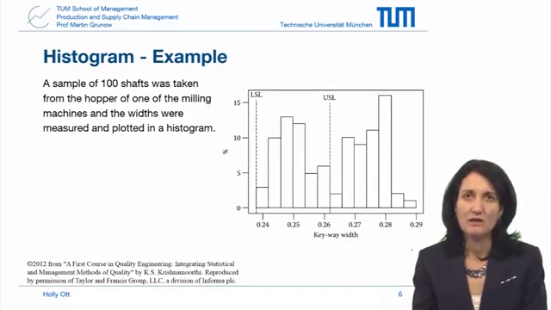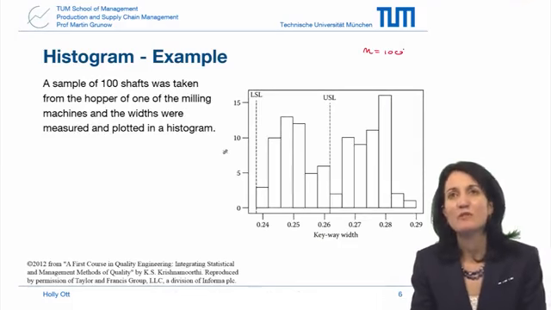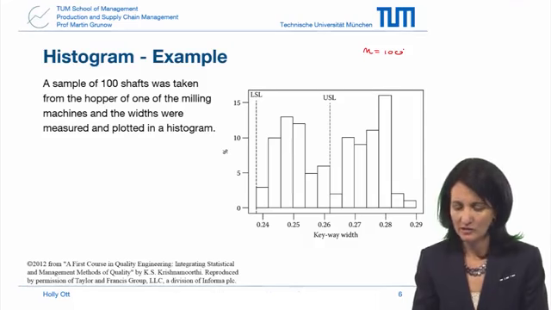Now, to solve this problem, a sample of 100 shafts, so n equals 100, was taken from the hopper of one of the milling machines. And the widths were measured and plotted on a histogram. So here's our histogram. What do we see?